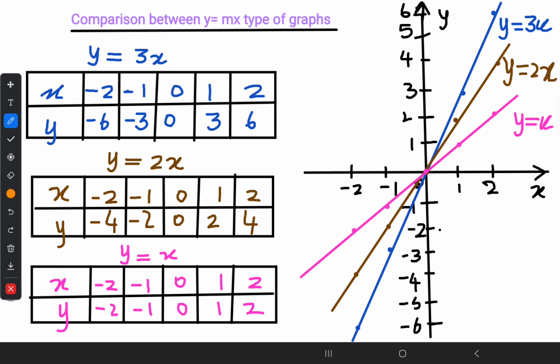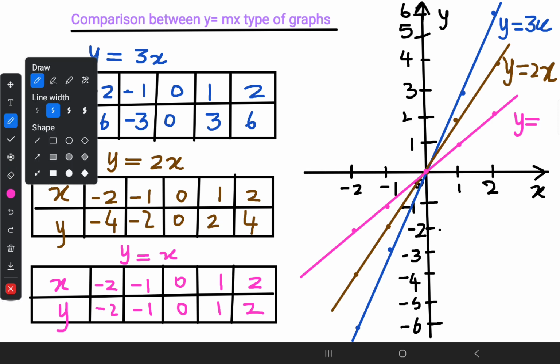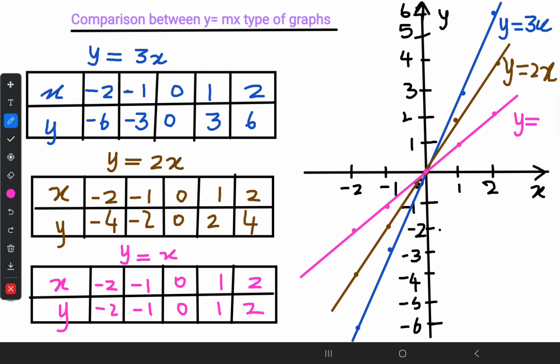Slope means the inclination with respect to the x-axis positive region, how this particular graph is inclined. That is what is meant by gradient. Now think about it. You can see a particular pattern here. When y equals x, it doesn't have any coefficient before x, so I will write it as y equals 1x, for ease of understanding.